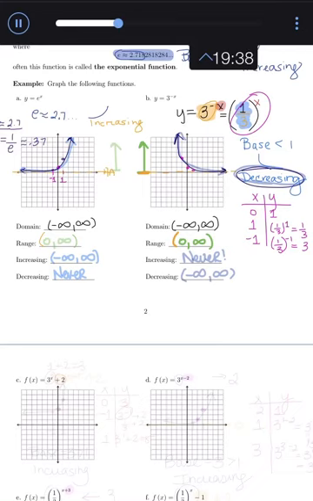So that's always going to be our case for our exponential functions. Either they're always increasing or they're always decreasing. They can't ever be doing one on one part and the other on another part. It's either always increasing or always decreasing.